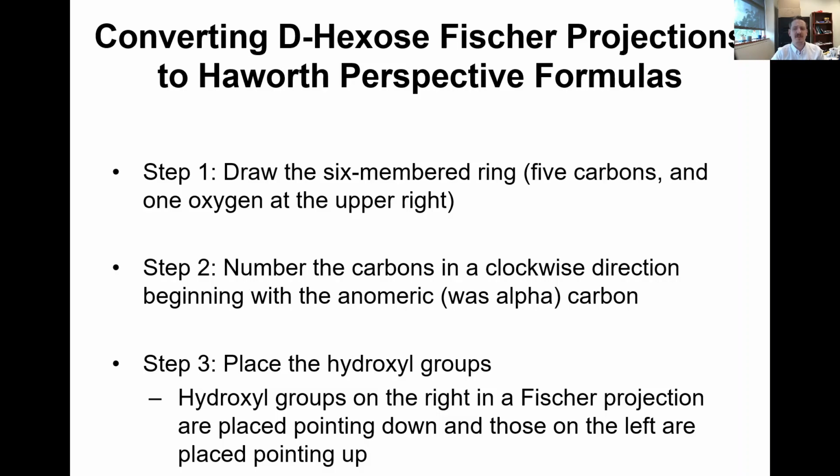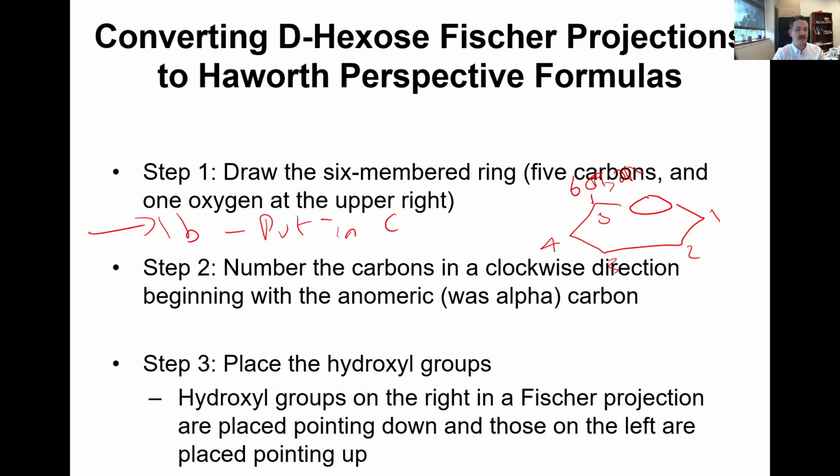And so I've got step-by-steps. I'll go through them right now, just real quick, but they're written right here. Step 1, draw the 6-membered ring with the oxygen in the upper right. Step 2, number the carbons in the clockwise direction, starting with the anomeric carbon: 1, 2, 3, 4, 5, and CH2OH 6. I guess there should be a step 1b, which is to put in the CH2OH of carbon 6.